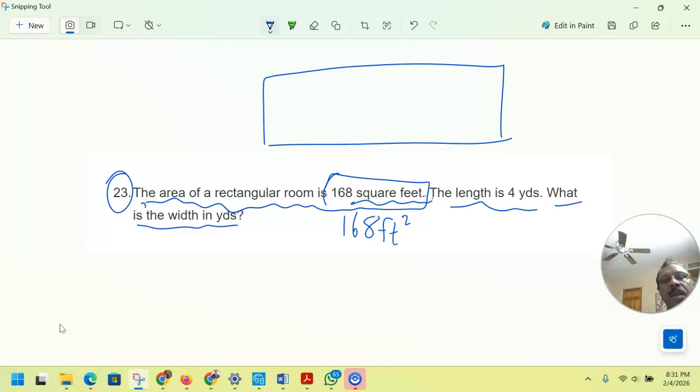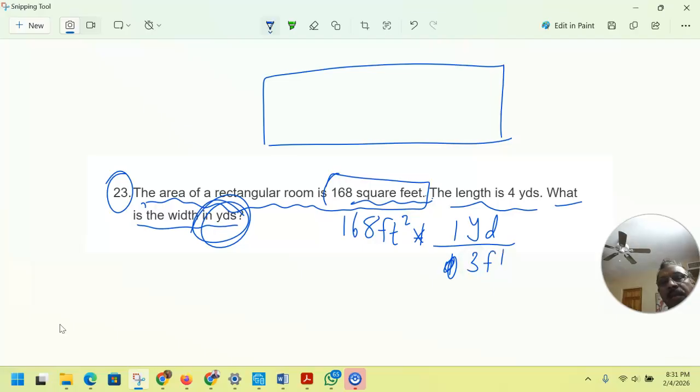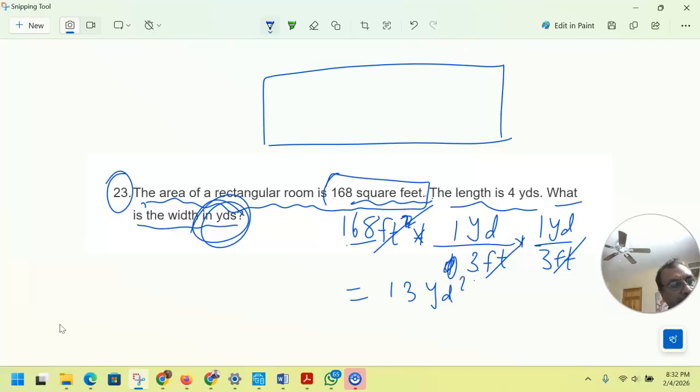You first have to change this, because you want it in yards, right? So you have to multiply by 1 yard, and we know 1 yard is 3 feet. Because of the square feet, we'll have to write two conversion factors. 1 yard is 3 feet. So feet and feet cross out, and you get 168 divided by 3 times 3 yards square. Once you get this, this whole area is in yards square.